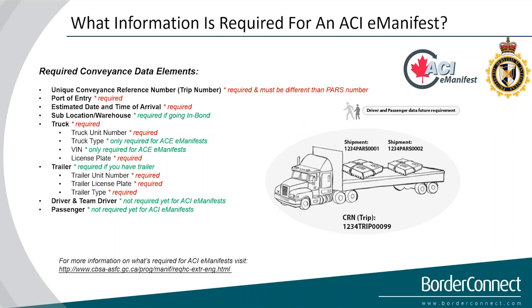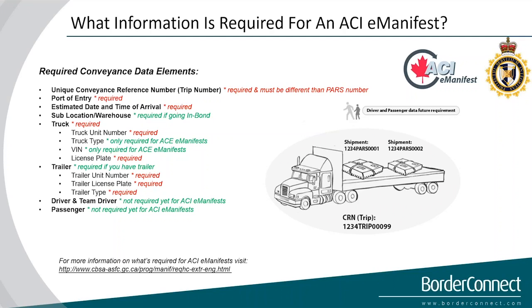So, unique conveyance reference number is needed, also known as a trip number. And it's slightly different than ACE, because with ACE you can get away with using the same trip number as your PAPS number. In ACI, however, you cannot. The trip number must be unique and can't match any existing PARS number and, of course, any existing trip number that's been used before. So keep that in mind as well. The port of entry is required. The ETA is also required.